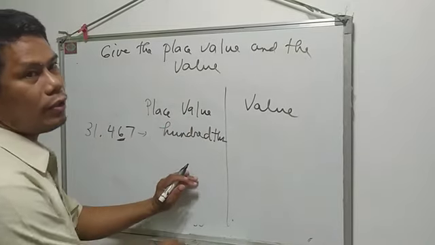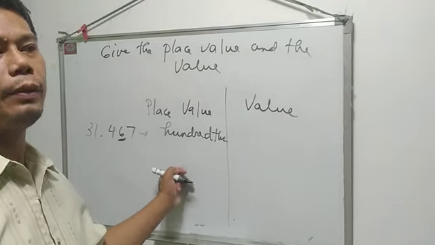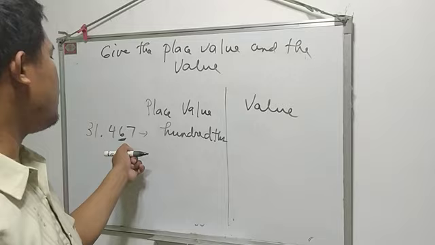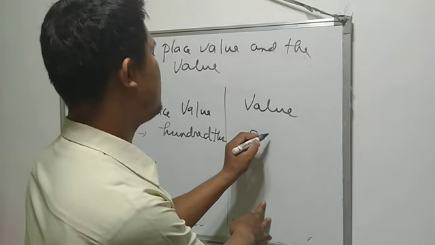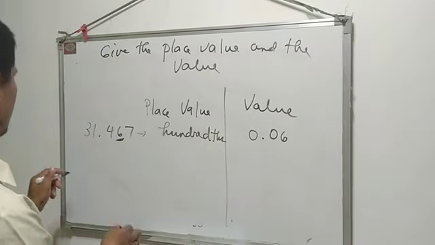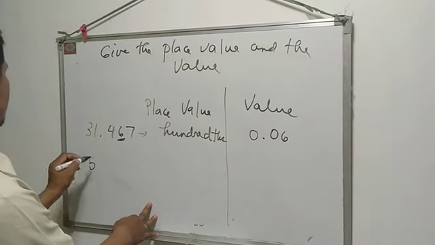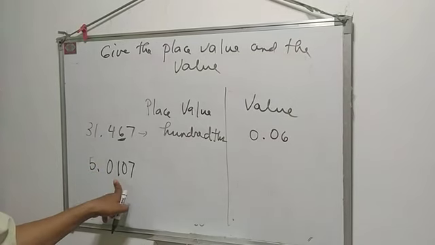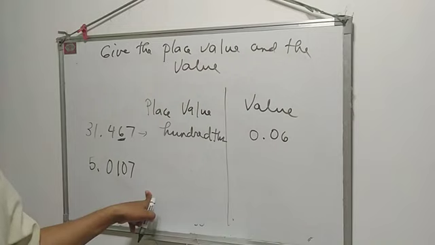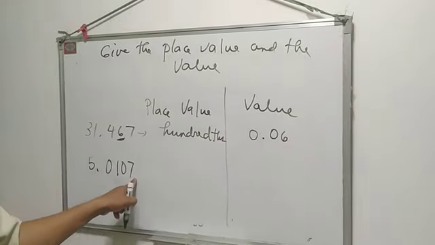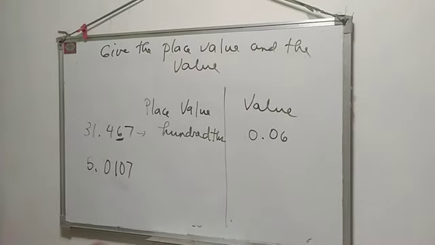Here you have to observe proper or correct spelling. Then, the value of 6 here is 600. Can you follow? Now, let's have another one. We have 5 and 107 ten thousandths. Everybody, 5 and 107 ten thousandths.